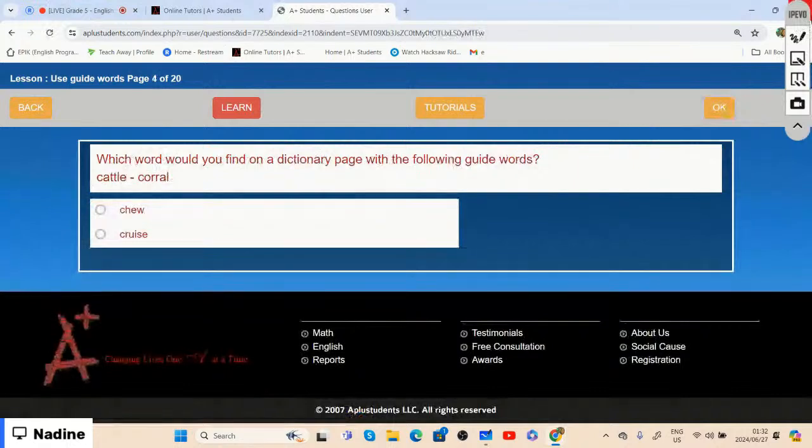And then, which word will we find on the dictionary page with the following guide words, cattle and coral? Look at these two words, right? Which word will be between cattle and coral? Look at the second letter specifically. Will we find chew on the same page as cattle and coral, or cruise?